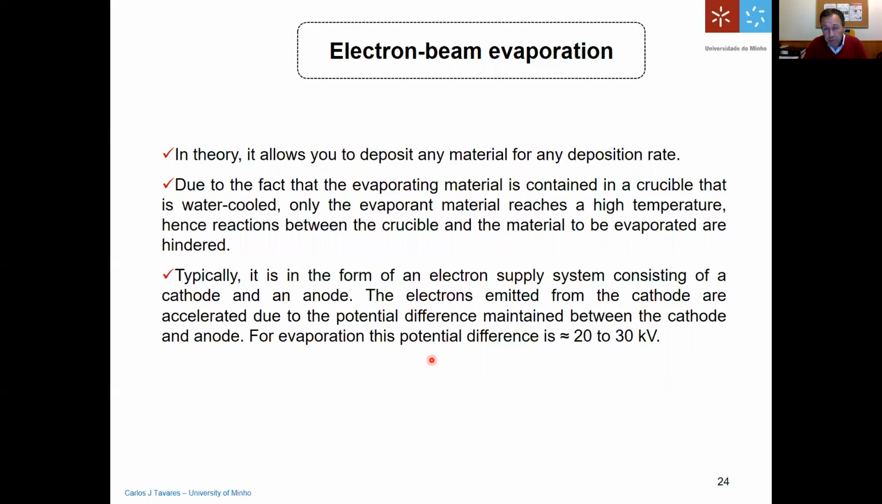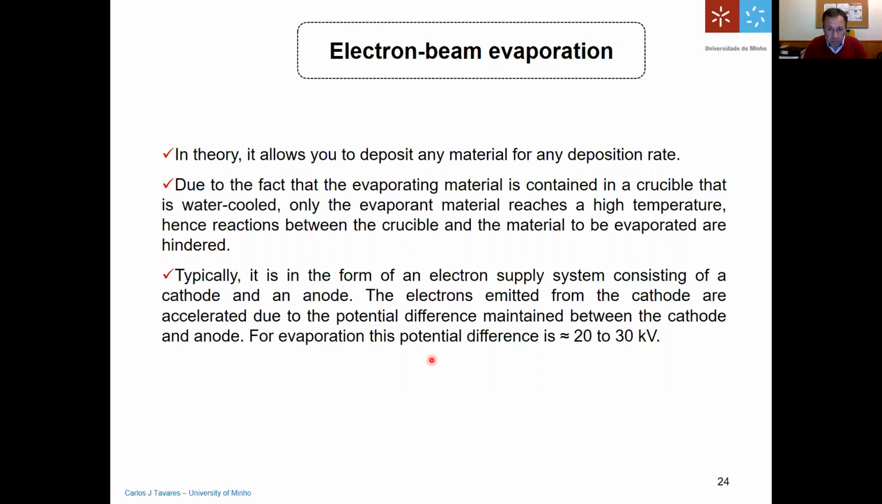Regarding electron beam evaporation, which is the other process that you can use, when you use a beam of electrons which are deflected by a magnetic field, in theory it allows you to deposit any material for any deposition rate. Due to the fact that the evaporating material is contained in a crucible that is water cooled, and I'll show you why, only the evaporant material reaches a high temperature, and the surrounding material does not reach it. So the crucible does not reach this high temperature, and it will not hinder its evaporation.